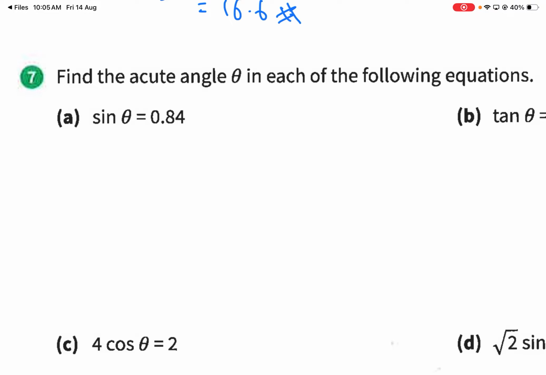Hey, now the question is asking for something different already. They want you to find the angle. They no longer want you to find the sine or the cosine. They give you the sine.